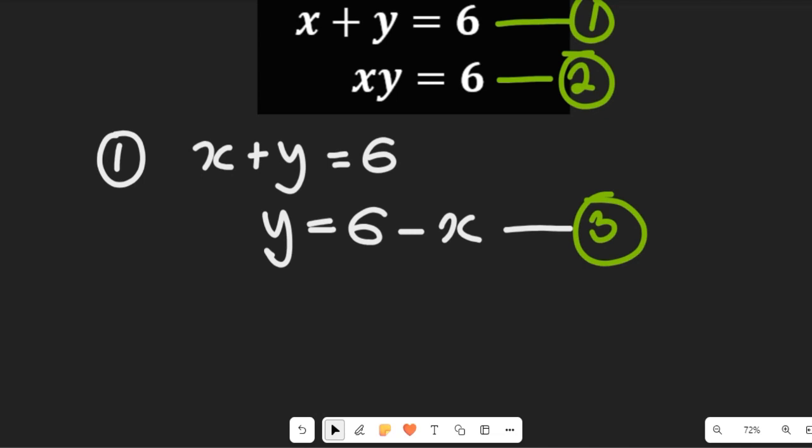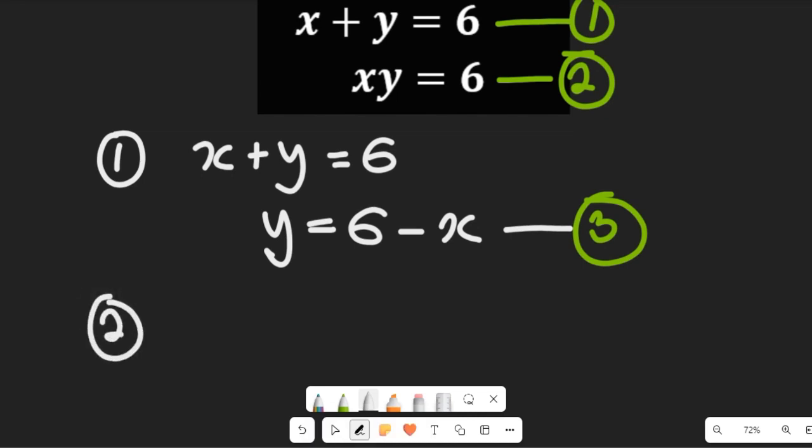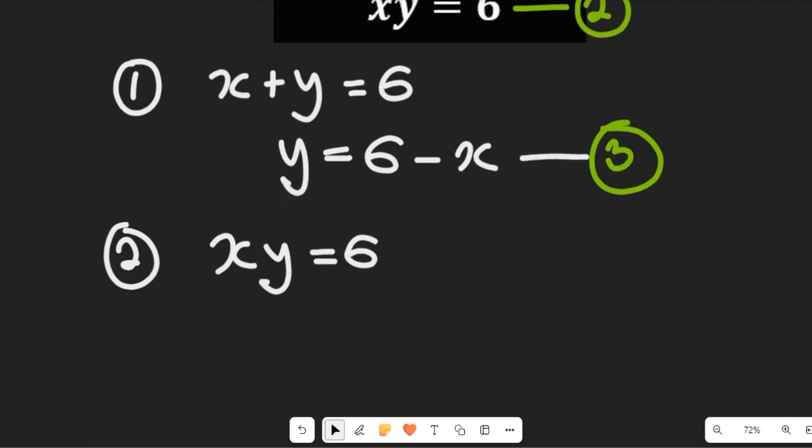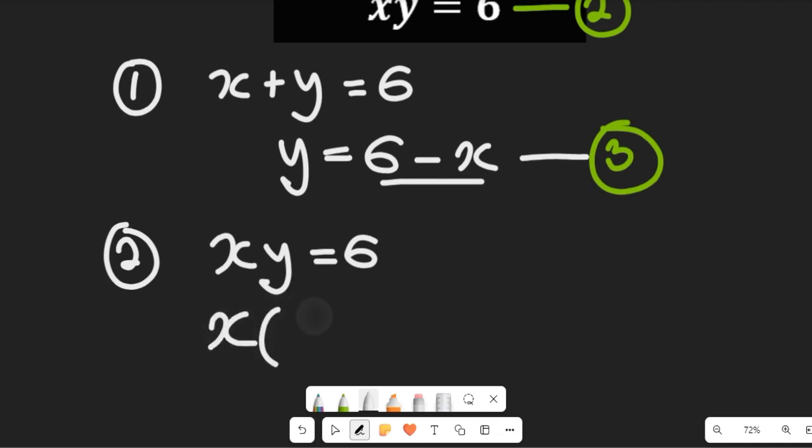Now from equation 3, I can insert the value of y equal to 6 minus x anywhere I can. Now let's consider equation 2. From equation 2, we are given that xy is equal to 6. So to easily solve this, we will simply insert the value of y equal to 6 minus x into this expression. So we'll have x multiplied by 6 minus x, and this will be equal to 6.